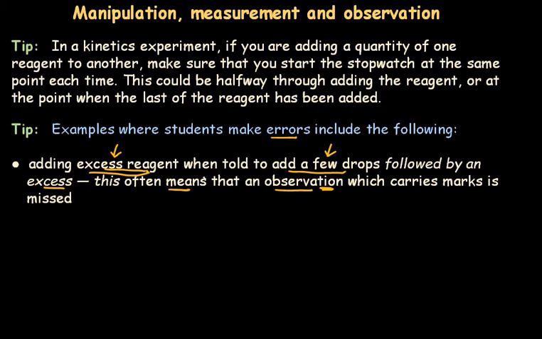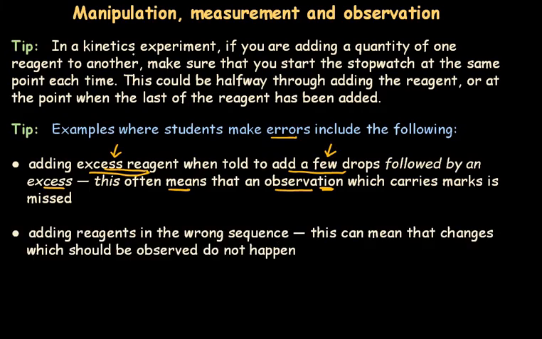Now in kinetics experiment, we always have a sequence of reagents to be added. That is, one after the other, the reagents has to be added in proper sequence. If this sequence is missed or the wrong sequence is followed, then our observation or the reading may go wrong.